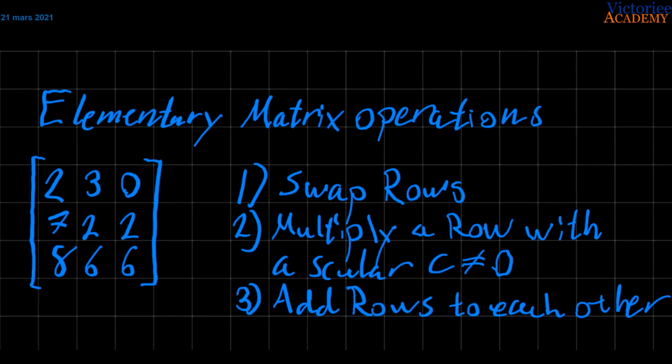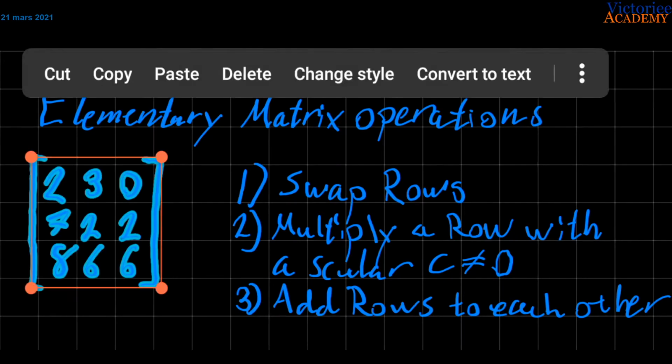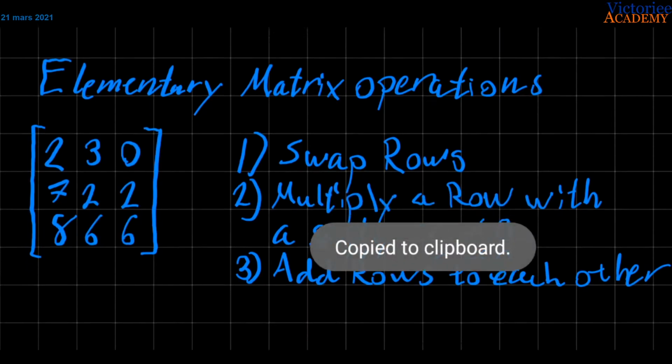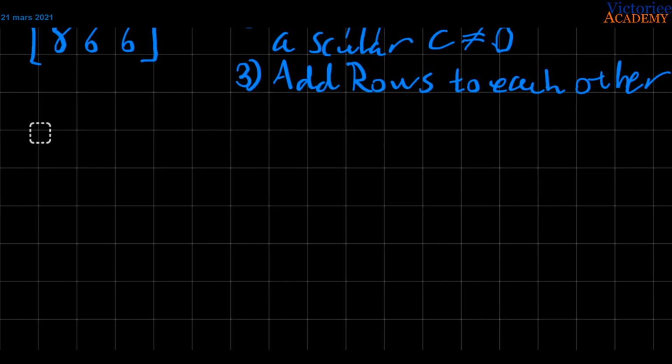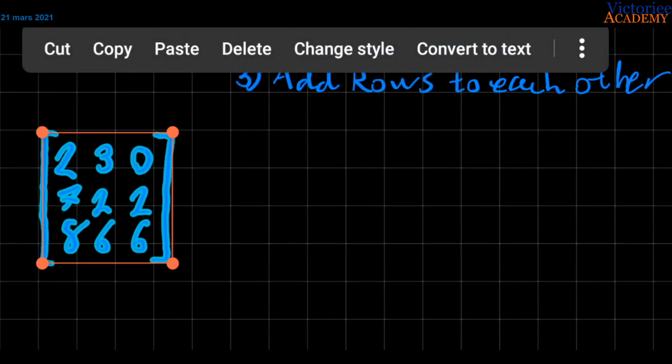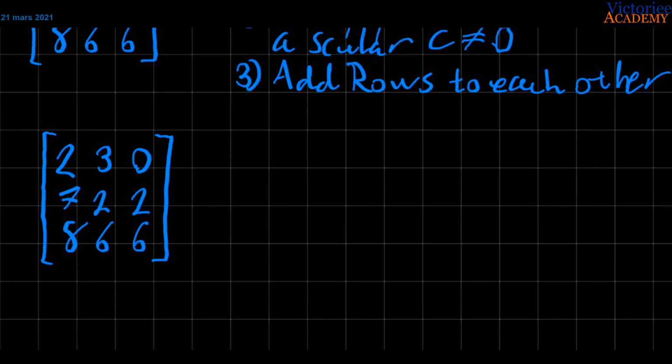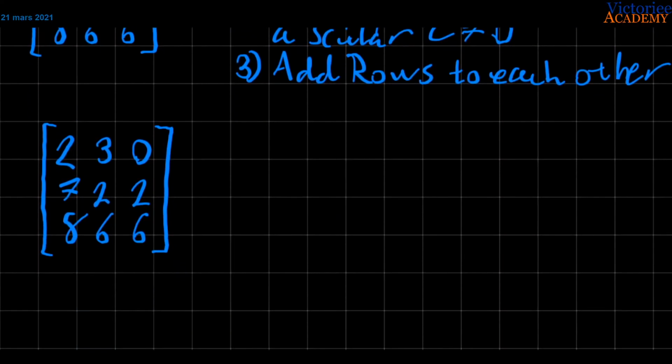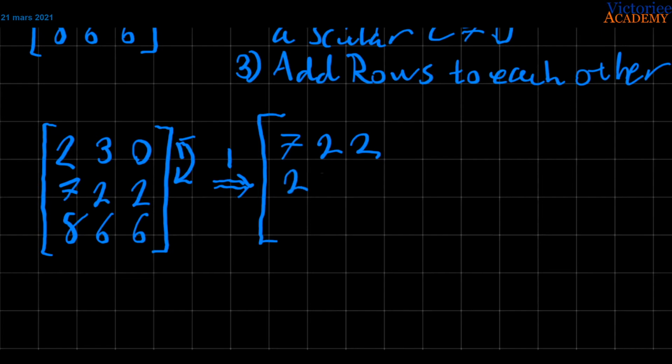And if we perform these on this matrix here, we're going to make a little copy of this and move it below to make some examples. Copy to clipboard. Thank you very much. And paste it here. So if we would like to do some operations here, if we're going to implement the first rule in any manner, we could do a swap and exchange these two. According to rule number 1 of swapping of rows, we do get 7, 2, 2, 2, 3, 0, 8, 6, 6.